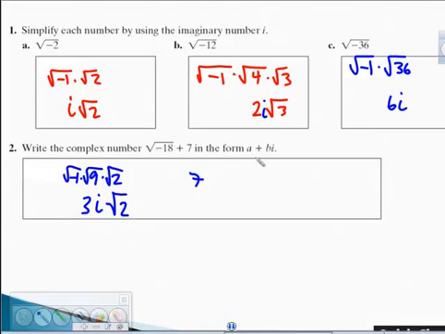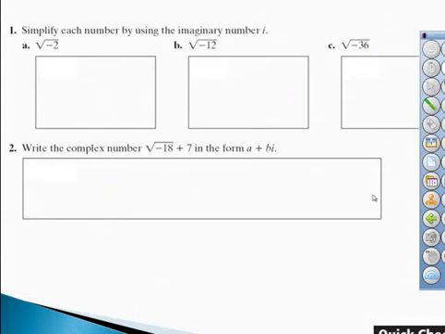So now I'm going to add this to this. So I've got plus 3i radical 2. That's how you complete that one. Okay? Alright, moving on.